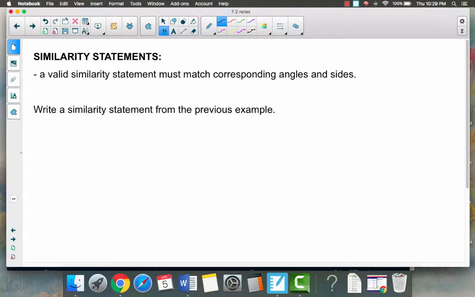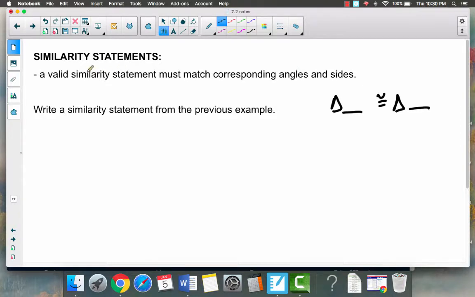Similarity statements, when we're talking about similar polygons or similar triangles, are very similar to our congruent statements. If you remember, when we talked about a congruent statement last semester, we would say triangle something is congruent to triangle something, or polygon blank is congruent to polygon blank. Same thing, except instead of a congruent symbol, we put a similar symbol. So what's important though is that in order for it to be a valid statement, all the corresponding angles and sides have to match up. So this is where I told you guys originally, order matters.